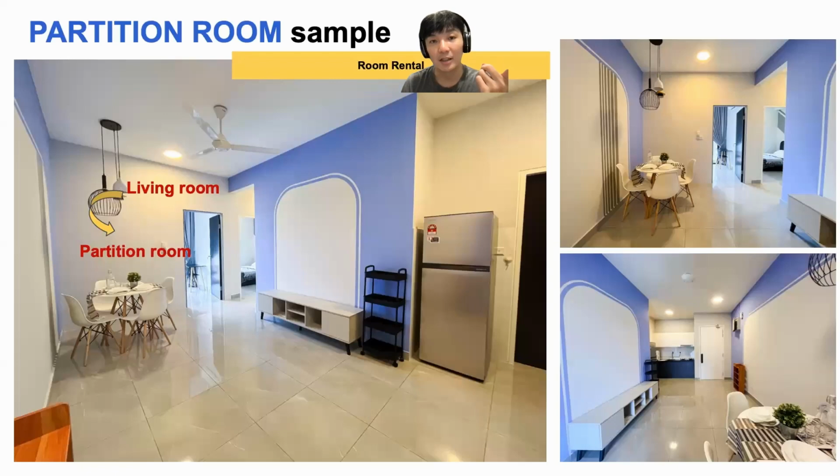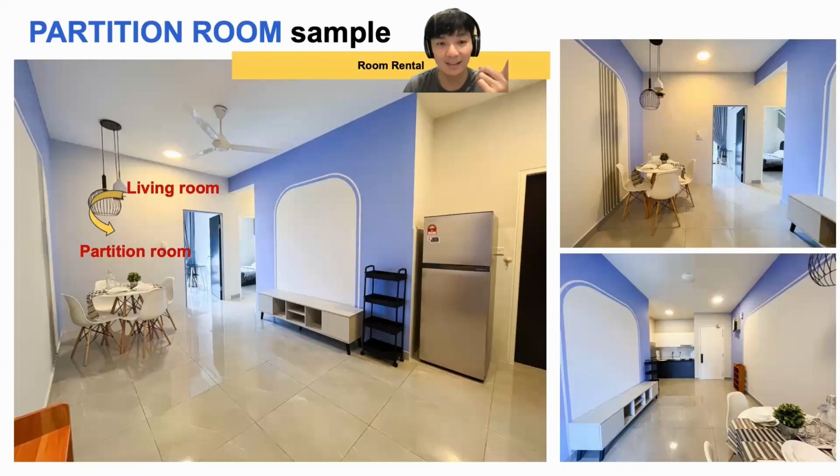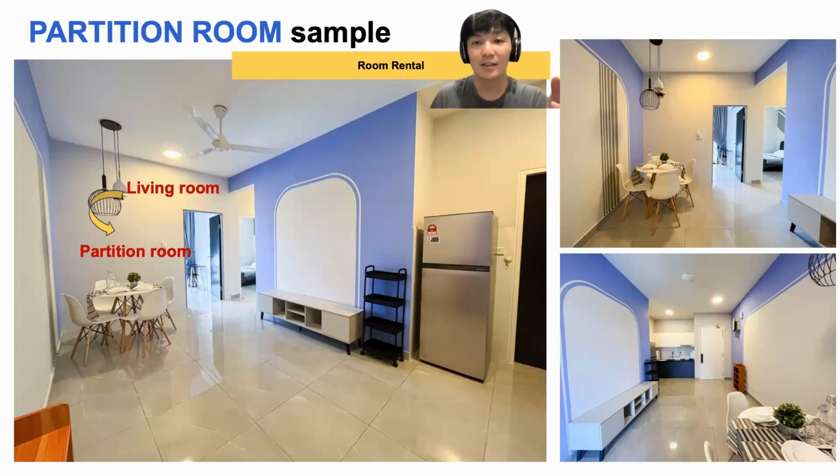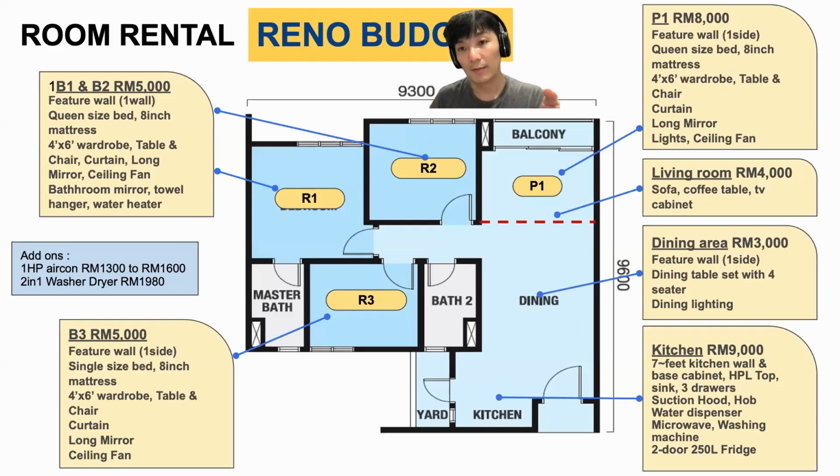Then the next one will be the partition room. Remember this one: this area is the living room, and this area we convert into the partition room. So this is for room rental purposes. Design wise, you can follow, copy, or simplify, no issue. So these are the things you can see: dining set, dining feature lighting, the TV cabinet. This one doesn't need a sofa because the living room is already converted. So you will know from here what to provide and what not to provide.